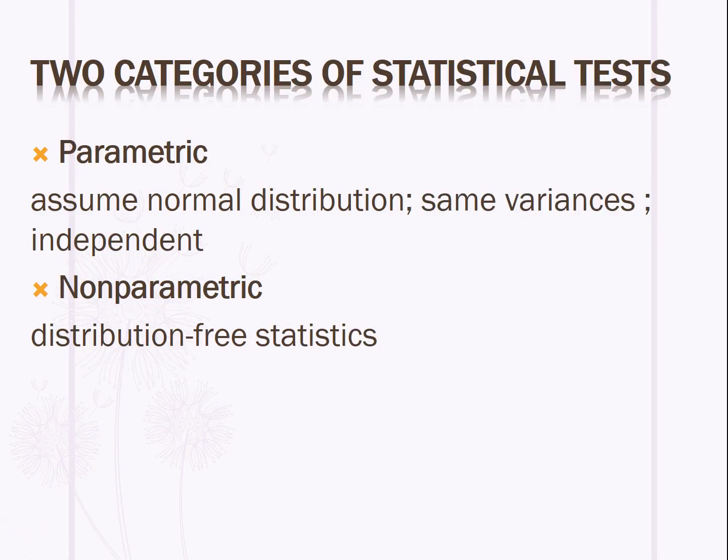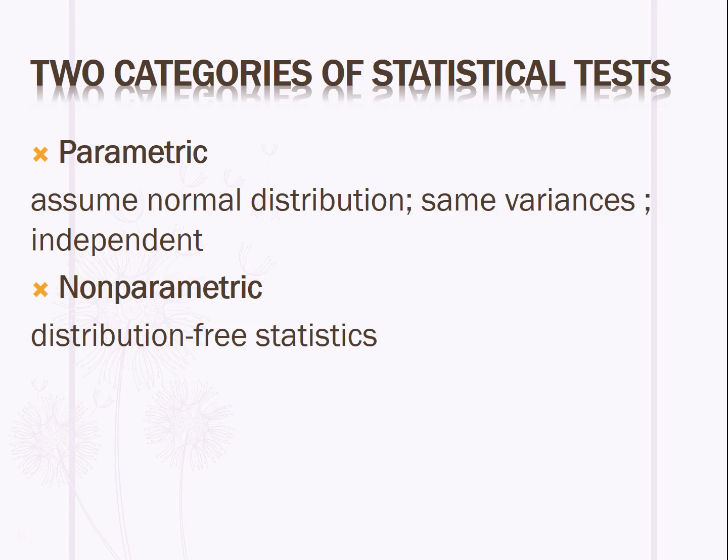There are two general categories of statistical tests: parametric and non-parametric. The use of the various tests in each category depends on meeting the assumptions for those tests.